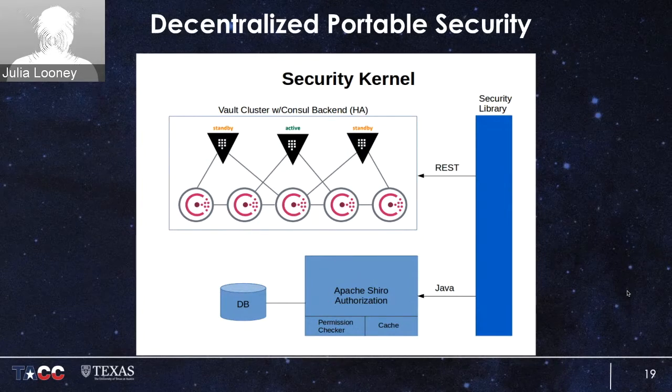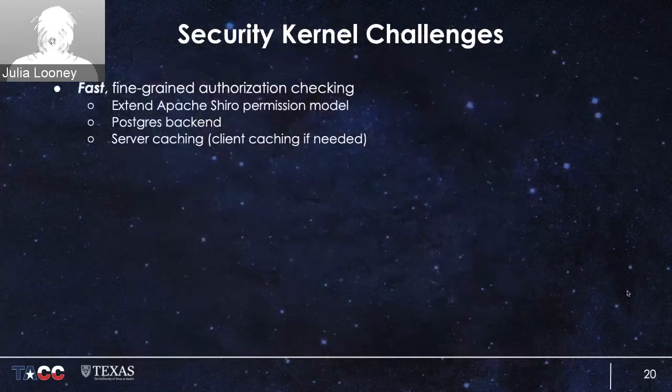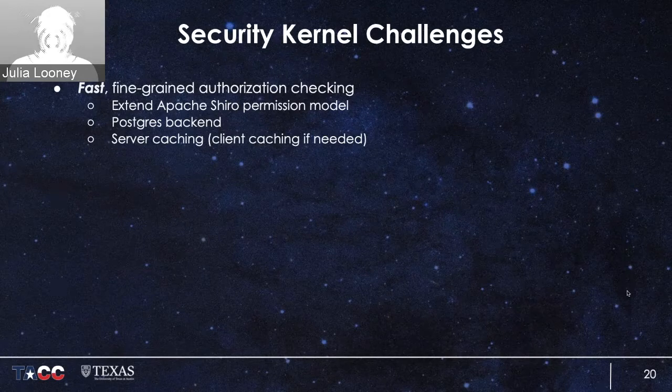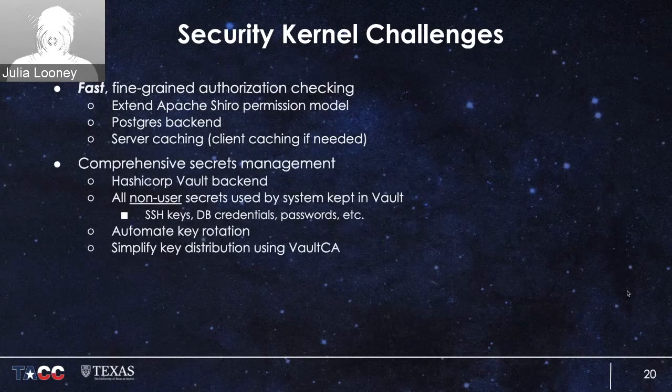It's a fairly complicated thing because it provides one interface, but to two persistent stores. So the challenges here are to make sure that we have fast, fine-grained authorization checking available to us. We extend the Apache Shiro permission model a little bit to help with that by adding a little flexibility. We use a Postgres backend and server caching. So far, we haven't seen any problems with the amount of time it takes to get authorization requests back and forth, but we'll be keeping an eye on that.